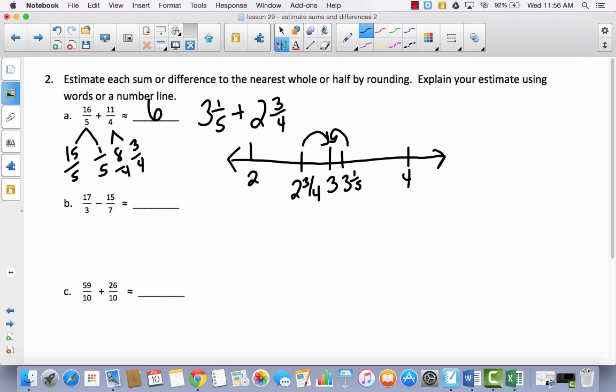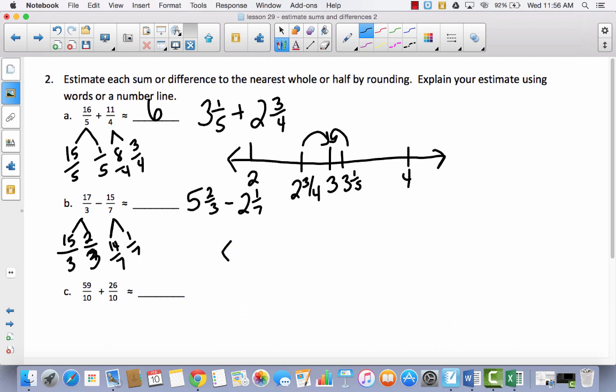All right, let's try this one. So we've got 17 thirds. So I've got to think of all the 3's I can get out of 17. Well, I know 5 times 3 is 15. So let's do 15 thirds, and that's going to leave 2 thirds left over. So 17 thirds is the same as 5 and 2 thirds. And then 15/7. Well, I know 7 and 7 are 14, so let's do 14/7, and that's going to leave 1/7 left over. So this would be 5 and 2/3 minus 2 and 1/7.